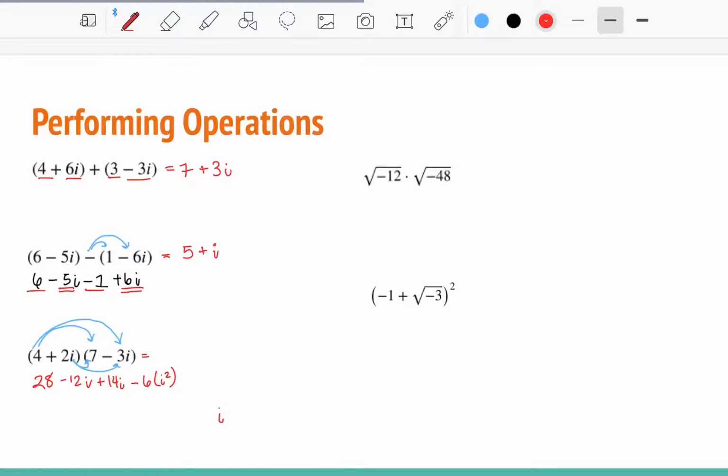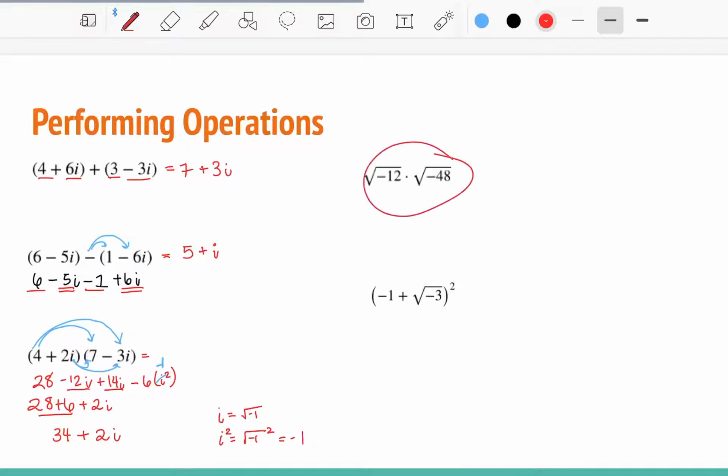So remember that we said that i is square root of -1. So i squared would be square root of -1 squared, which is just -1. So I'm going to think about this as being -1. And then I'm going to combine like terms again. I have 28, and then -6 times -1 is going to give me +6. And then I have -12i plus 14i. That leaves me with 2i. I'm going to go ahead and combine my 28 and my 6, and I'll get 34 plus 2i is my final answer.